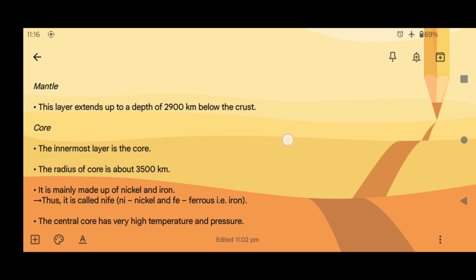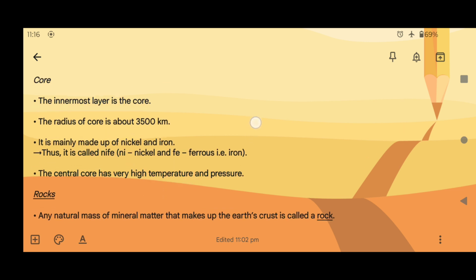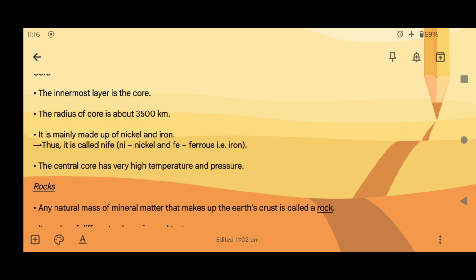Mantle. The layer extends up to a depth of 2900 km below the crust. Core. The innermost layer is the core. The radius of the core is about 3500 km. It is mainly made up of nickel and iron. Thus, it is called Nife, nickel and ferrous, that is iron. The central core has very high temperature and pressure.